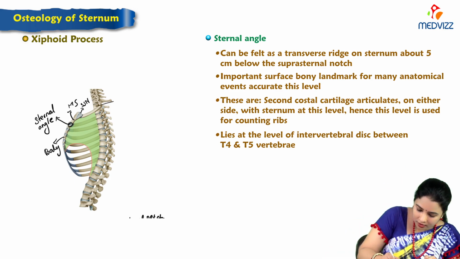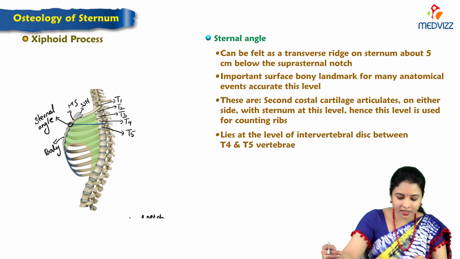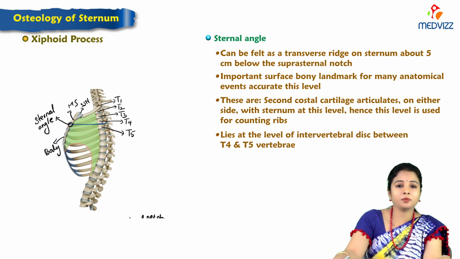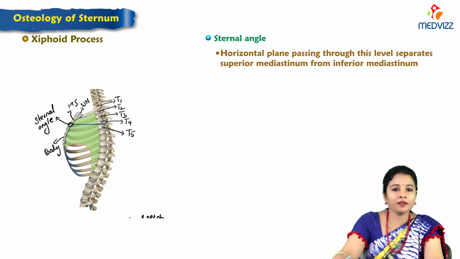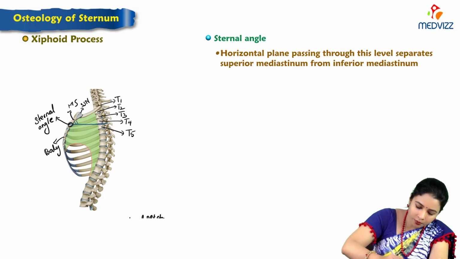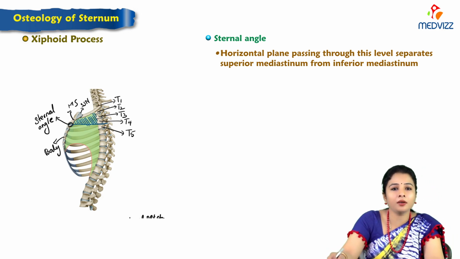So here is T1. We can draw an imaginary line towards the level between the T4 and T5 vertebrae. This horizontal plane passing through this level separates the superior mediastinum from the inferior mediastinum. This is the superior mediastinum, and below this imaginary plane is the inferior mediastinum. And the sternal angle is related to the ascending aorta, which ends at this level.